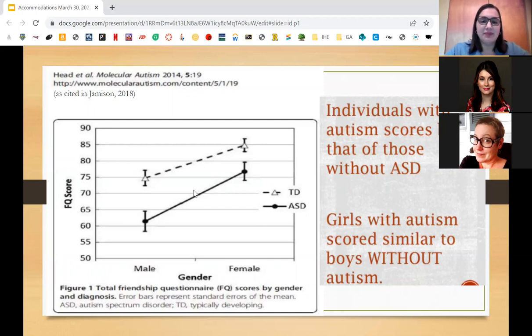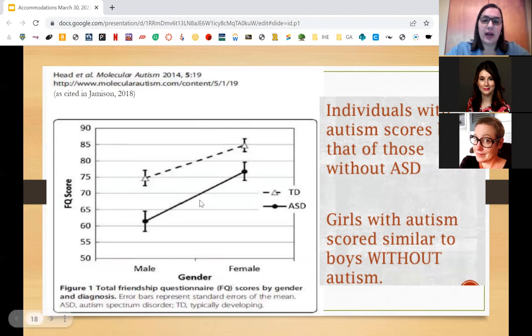So just looking at early childhood scores on a friendship questionnaire, which was one social skill measure, typically developing males are represented by the triangle here on the left, and typically developing females are represented by the triangle here on the right. So you'll see that typically developing females scored higher on this one measure than their typically developing male peers. So this can show us in this study that girls may have developed some of these friendship questionnaire skills that were measured earlier than the boys in their classes.